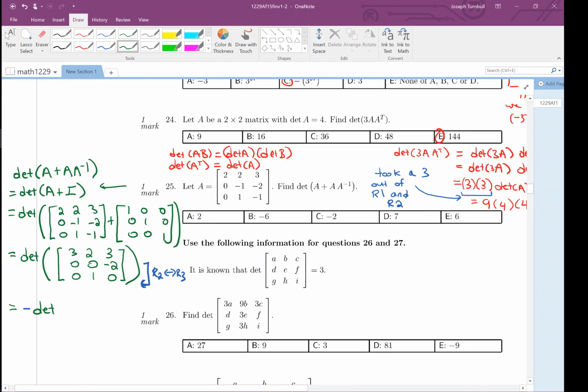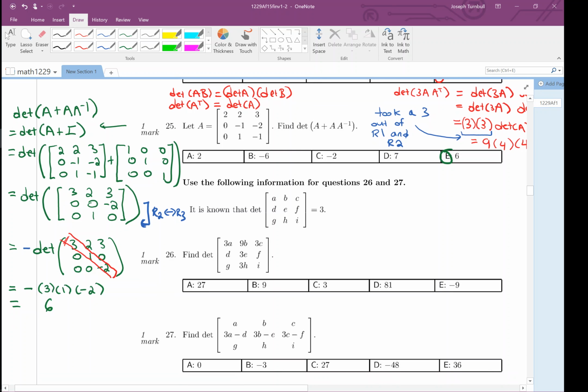So determinant of, I'll drop the extra bracket, 3, 2, 3, 0, 1, 0, 0, 0, negative 2. And now we can take the determinant using a shortcut, since it's upper triangular form. The determinant of upper triangular form is the product of the main diagonal. So that's negative, we have 3 times 1 times negative 2, which is positive 6. So option E.